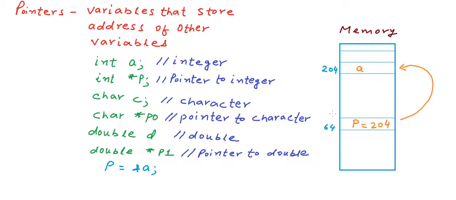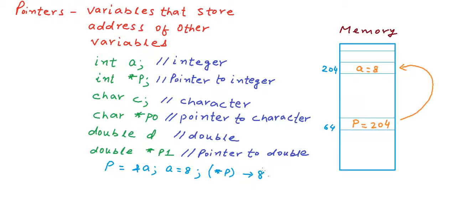And what happens in the memory is something like this. The variable p stores the address of variable a. So in this figure here, p's value is 204, which is the address of a. So p points to a. And using p, we can also get the value of a. So let's say if a is 8 and we use a star operator in front of p, then this *p gives us 8, which is the value of a. If we try to print *p, it gives us 8.